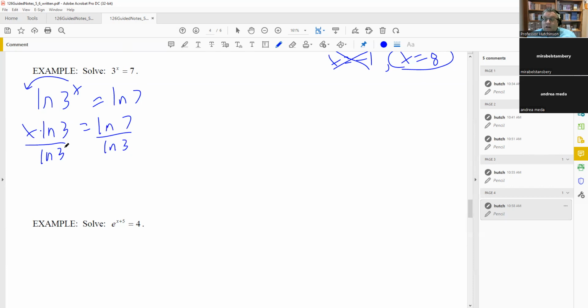Okay, so now that I have that, I can divide those out, and my answer is natural log of 7 over natural log of 3. Then I can put this into a calculator if it asks for it, but some of these will just ask for the exact answer. So if it just says the exact answer, it may also say something like you may use ln's in your answer.